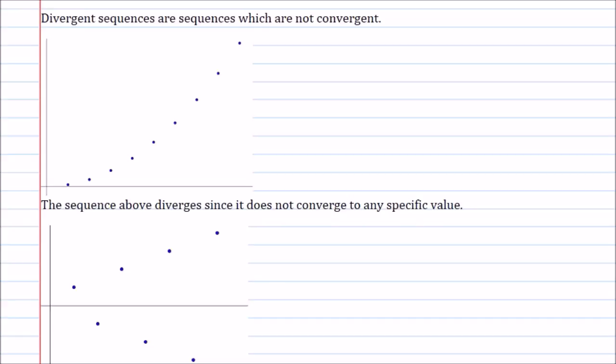Now, here we have our example of a divergent sequence. So we can see that as we go on indefinitely, as n tends to infinity, our sequence is not heading towards any specific value. It's probably heading towards positive infinity. So therefore it is divergent. So again, once it does not tend towards a specific value, it is divergent. Let's look at another example.